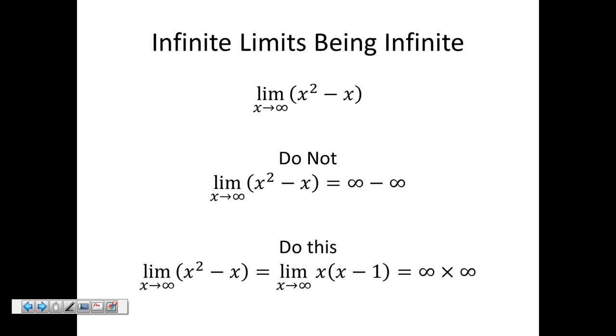Okay, let's take a look at something like this. The limit as x approaches infinity of x squared minus x. Do not try to go, well, that's infinity minus infinity. This is that stuff that we can't do with infinity. But what you should do is factor it. If I factor out an x, now I take the limit. Now it's infinity times infinity, which does equal infinity.